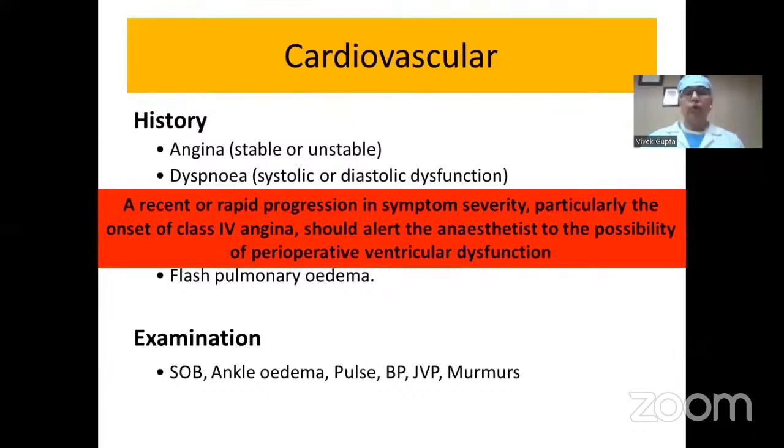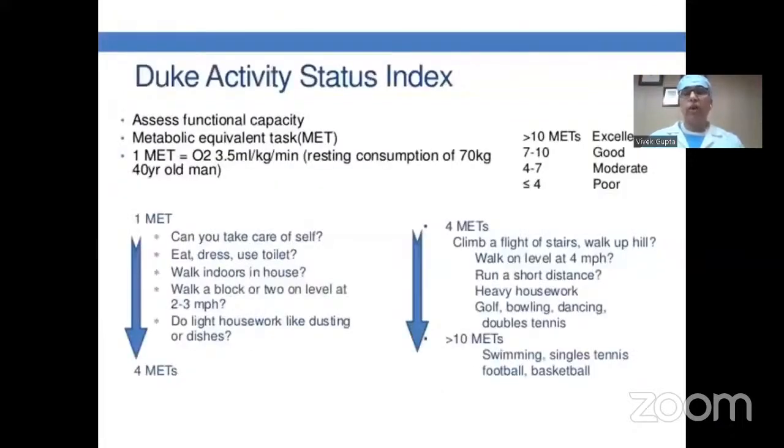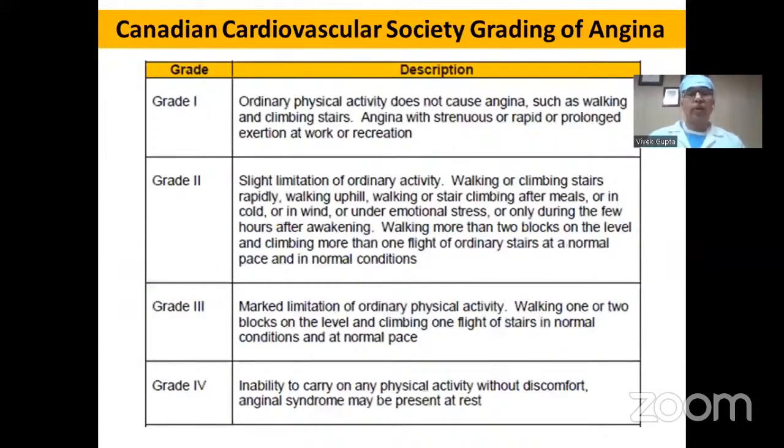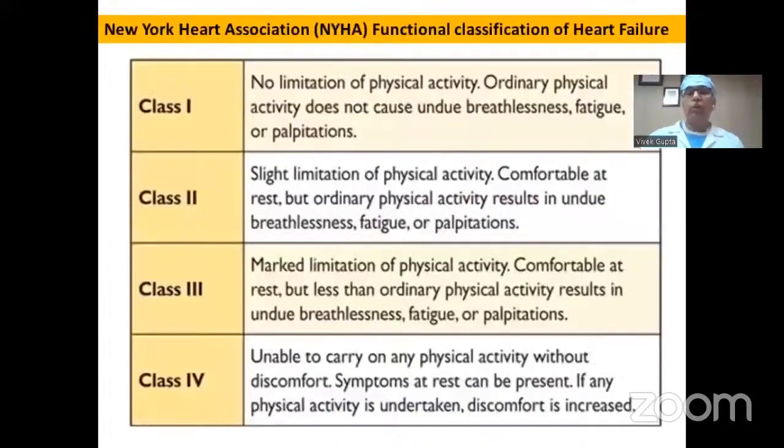It is important to look for a recent or rapid progression of symptom severity, particularly the onset of angina. We should alert the anesthesiologist that this patient may have perioperative ventricular dysfunction. We should assess the activity status by looking at the METs. If the MET is above 7, it means it's good, but if it is less than 4, it means it's poor. We can look at the various grades of angina, from grade 1, no angina on ordinary physical activity, to an increasing trend up to grade 4, where the patient is unable to carry out any physical activity without discomfort.